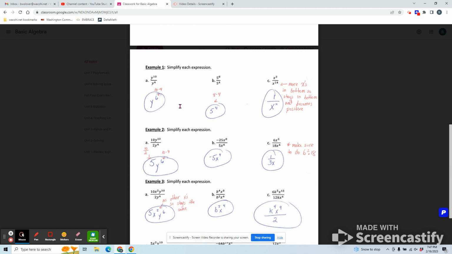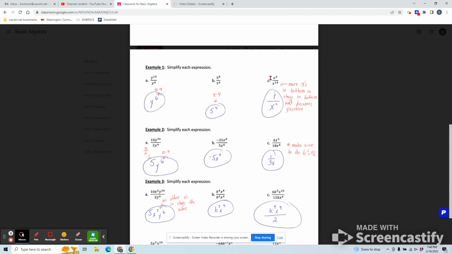Example 1, simplify each expression. Same base, so I subtract 10 minus 4, and I get 6, y to the 6th. Letter B, my base is 5, they both have the same base, so I subtract 8 minus 4, and I get 4. Letter C, they're the same base, so I subtract 3 minus 14.